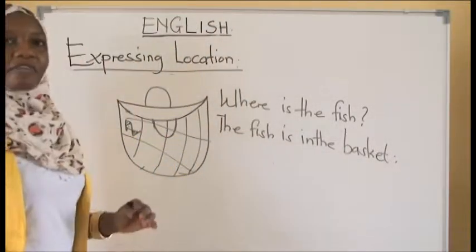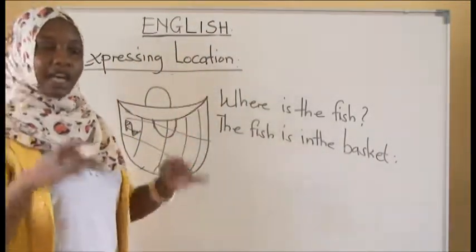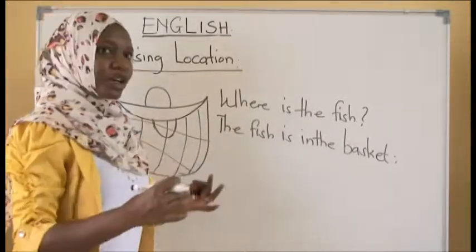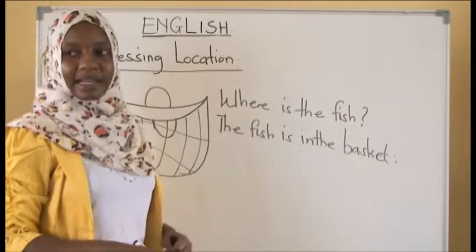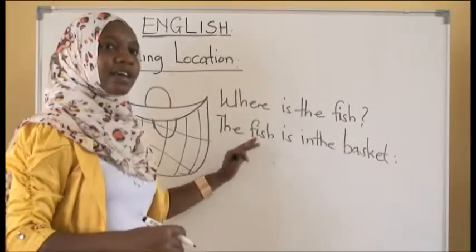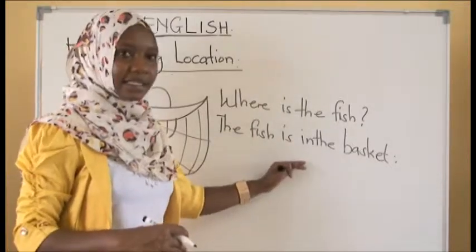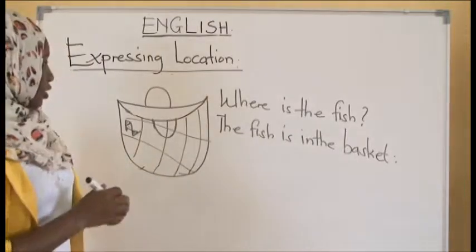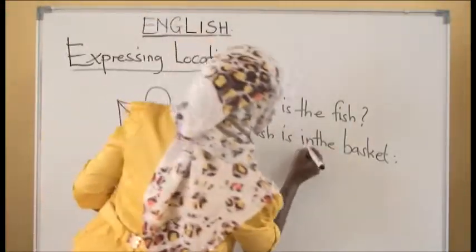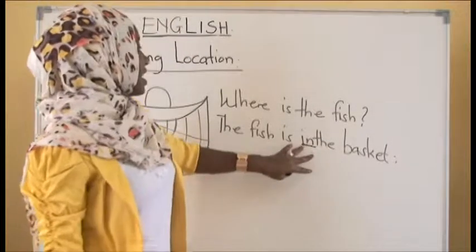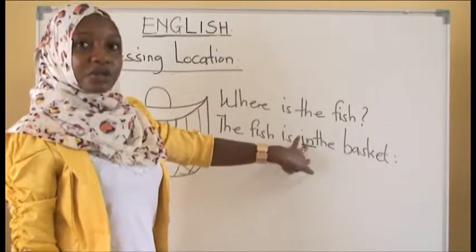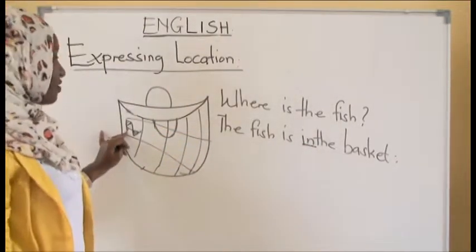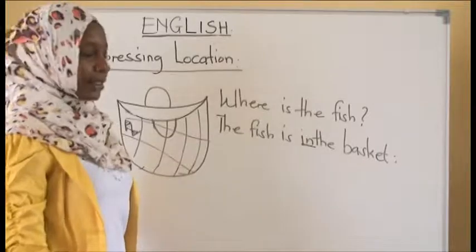The same applies if you have a glass of water and there is some water inside the glass and you are asked, is there water in the glass? You are not going to say there is water inside the glass. No, you are saying there is some water in the glass. There is some water in the bucket. Just like that. So this preposition in is also a preposition used to show location of things. It is used here to show the location of the fish, which is in the basket.